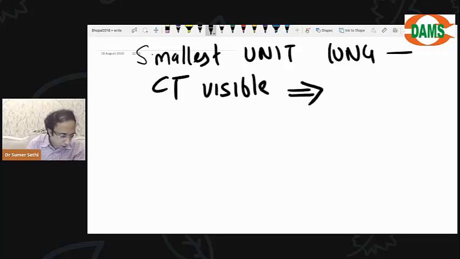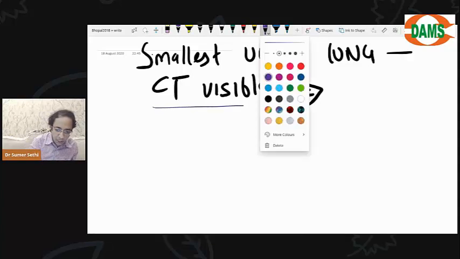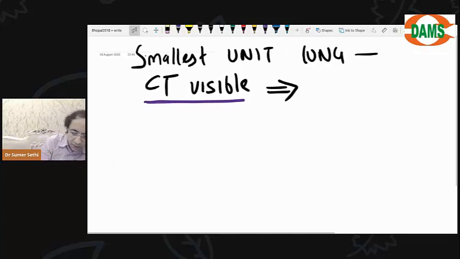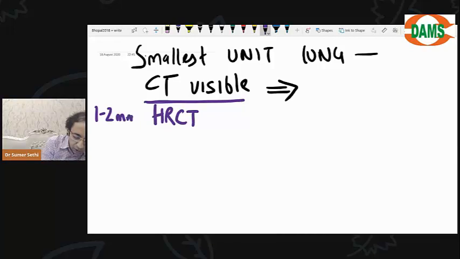Okay, this is different from the functional unit, the physiological units will be different. What I'm saying is, what is the smallest thing in the lung that will be visible on a CT scan? Now when I say CT here, I mean high resolution CT. Remember we talked about HRCT with 1 to 2 mm thick slices.